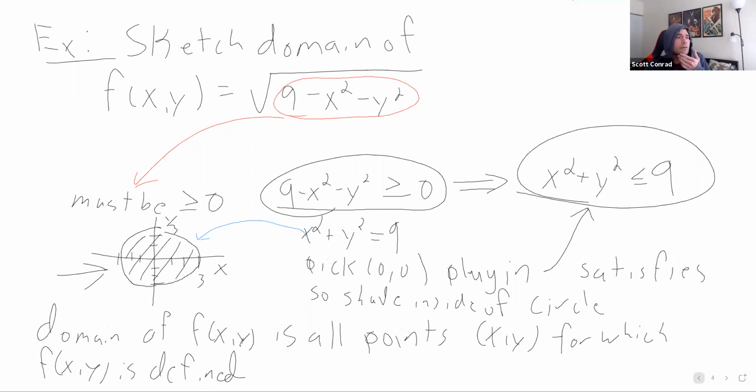And y can be negative 3, right? But what happens if you plug the point 0, negative 3 into your function? You get square root of 9 minus 0 squared minus negative 3 squared, which is still 0. Okay, so that was sketching the domain. We're not going to do that too much, but don't get that mixed up with actually graphing a function of two variables or several variables.